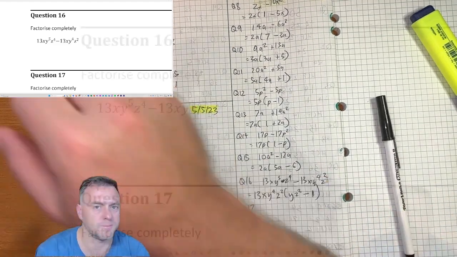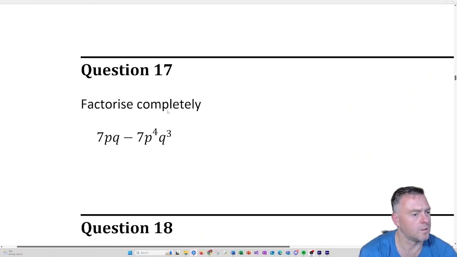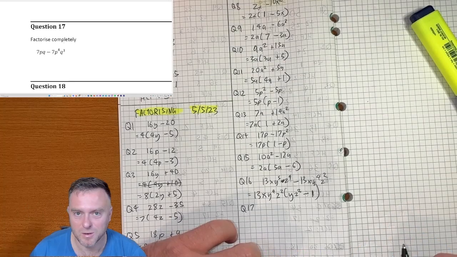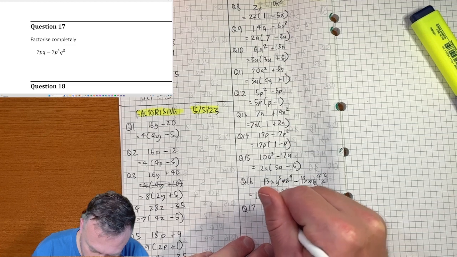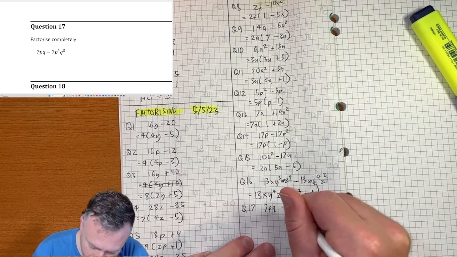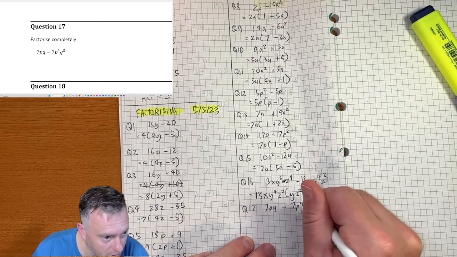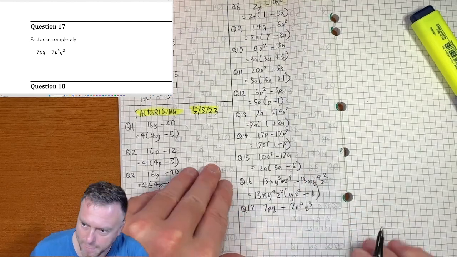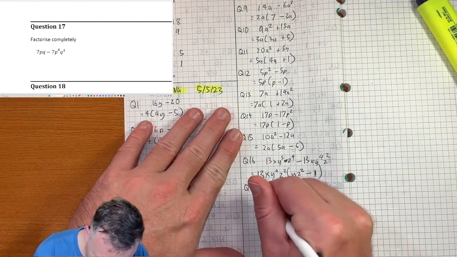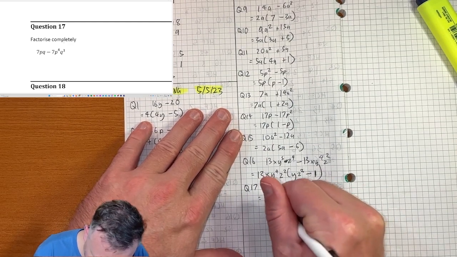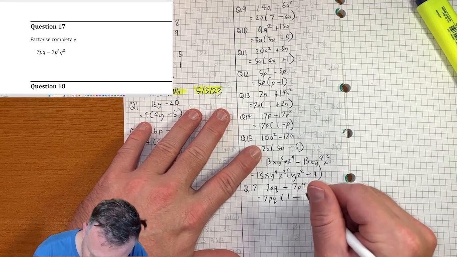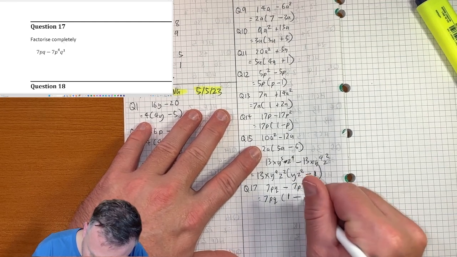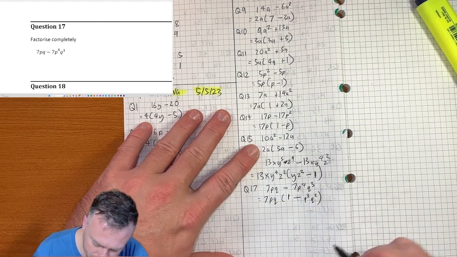Question 17. 7pq minus 7p to the power of 4, q to the power of 3. So both have a 7 in common, a p and a q. So it's going to leave a 1 at the front, minus no number, p to the power of 3, q to the power of 2.